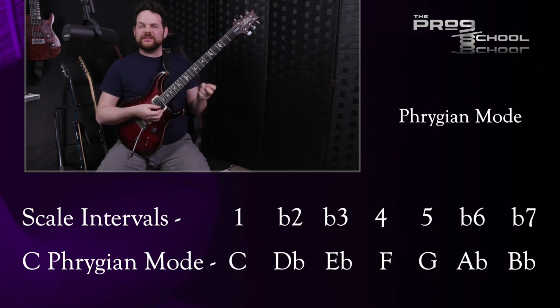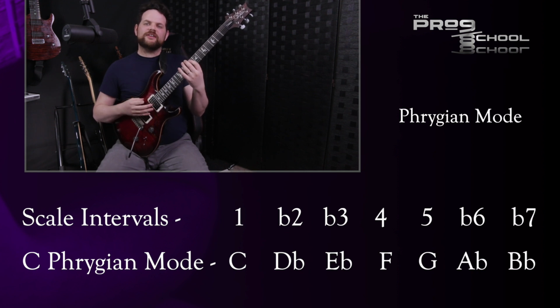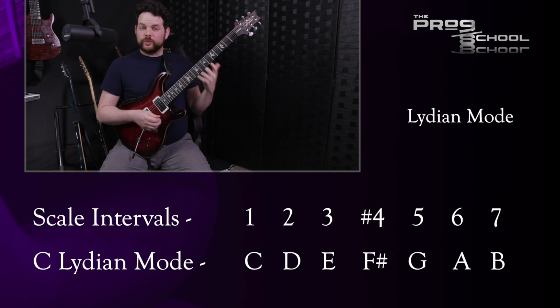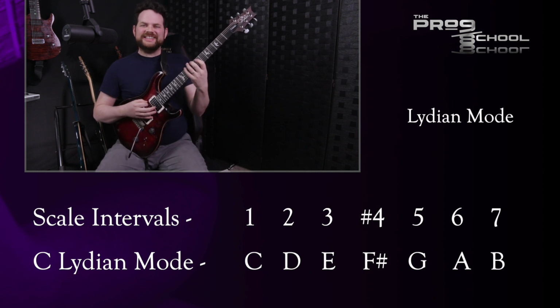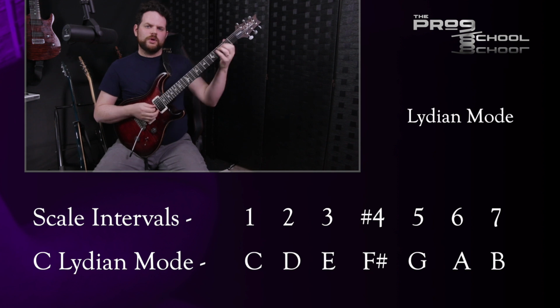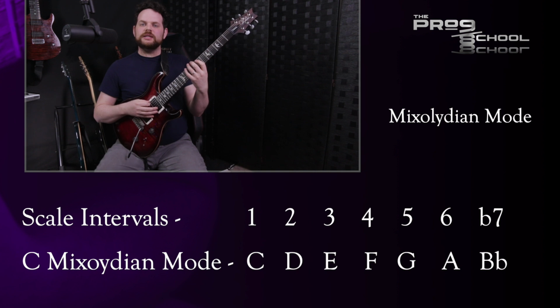Phrygian has a lowered 2nd, 3rd, 6th, and 7th. C Phrygian is C, D flat, E flat, F, G, A flat, B flat. Lydian has a raised 4th. C Lydian is C, D, E, F sharp, G, A, B. Mixolydian has a lowered 7th. C Mixolydian is C, D, E, F, G, A, B flat.